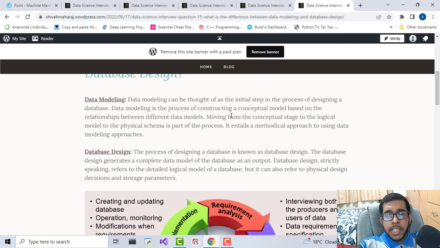Now, database design, on the other hand, the process of designing a database is known as database design. The database design generates a complete data model of the database as an output. Database design, strictly speaking, refers to the detailed logical model of a database, but it can also refer to physical design decisions and storage parameters.